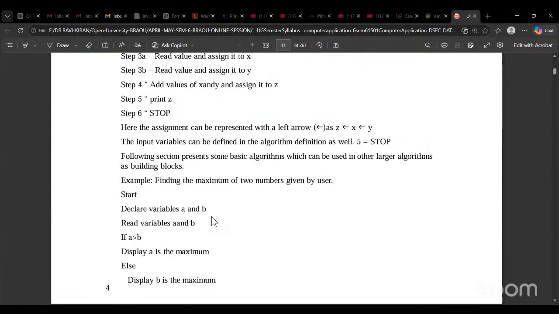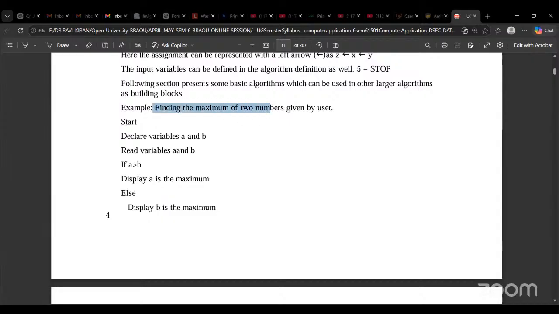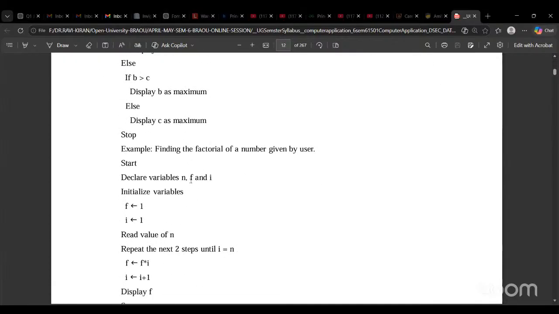Now here the assignment can be represented with a left arrow. The input variable can be defined in the algorithm definition as well. Now, examples here. Find the maximum of two numbers given by the user. For this problem, they need to write the algorithm first, then they have to execute.